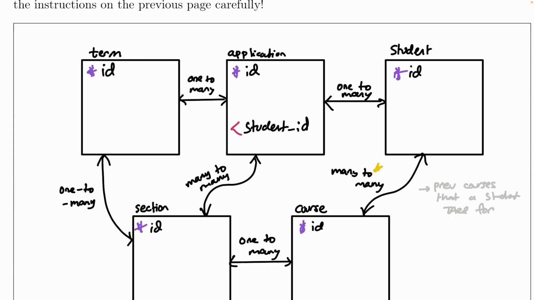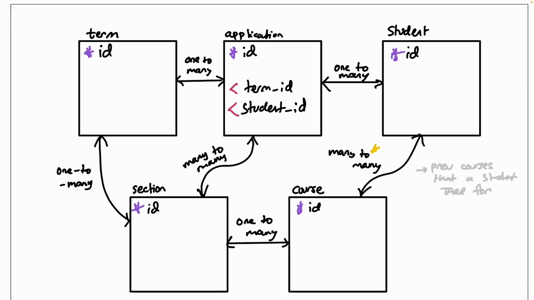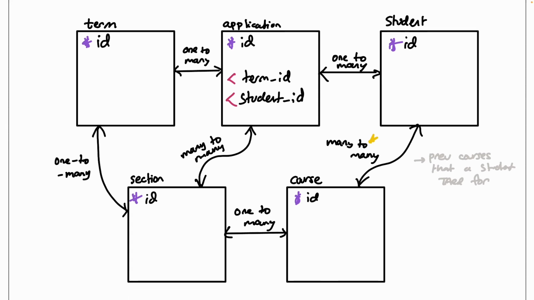I also have a one-to-many here between term and application, and we said that there's one application per term, but many terms per application, so the many side would be here. And so I could put term ID as another foreign key. And I think that's all the one-to-manys with application.